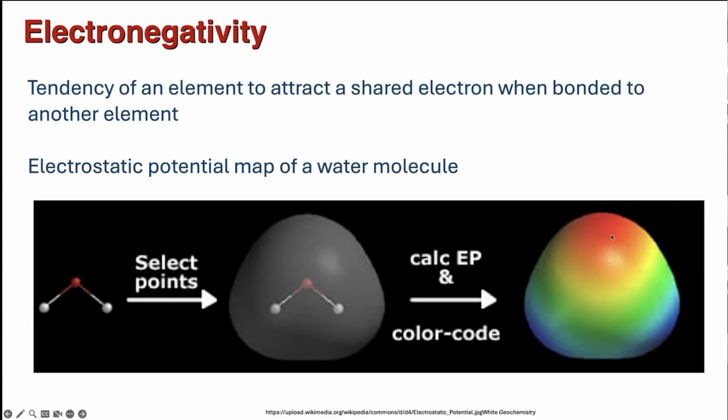And then as we come across, this is just the electric potential. Really what we're seeing is where it's red, it's more negative, and where it's blue, it is more positive. And all this is saying is that the oxygen has a tendency to want to get the electrons from hydrogen. Okay? And so oxygen is more electronegative than hydrogen.